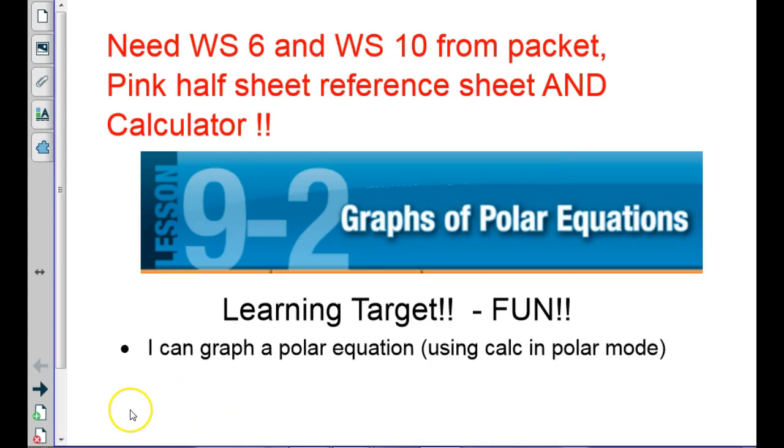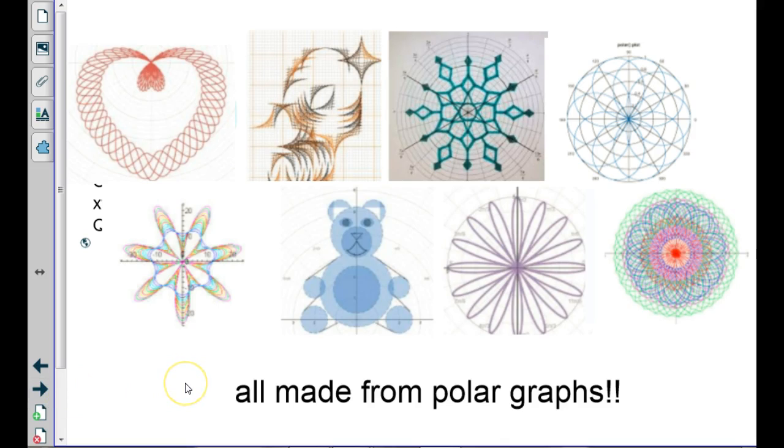So the warm-up today is plotting points, and those of you who weren't here yesterday, before we start that, look at all these cool things that people have done with polar graphs. Polar graphing is with circles. Okay.